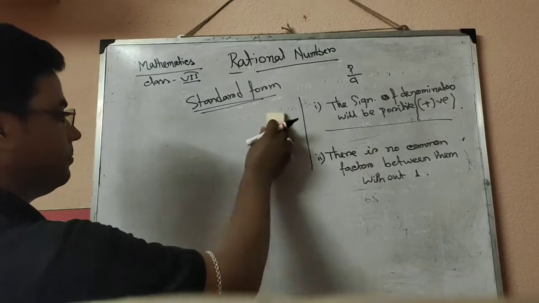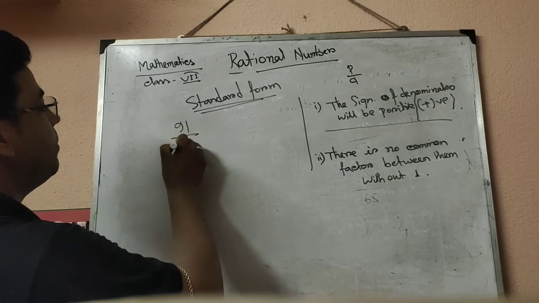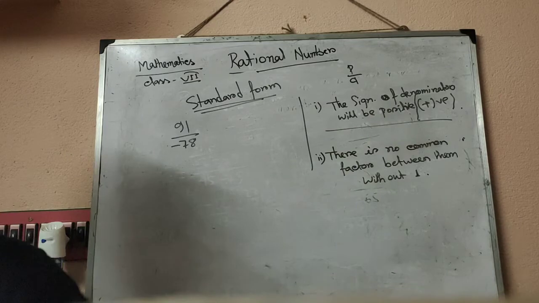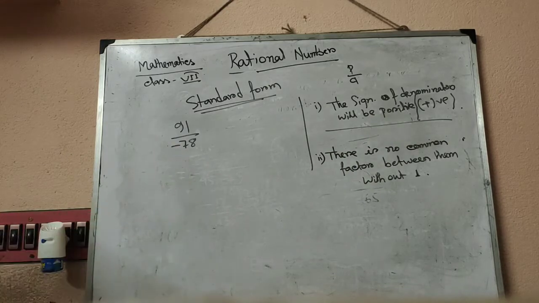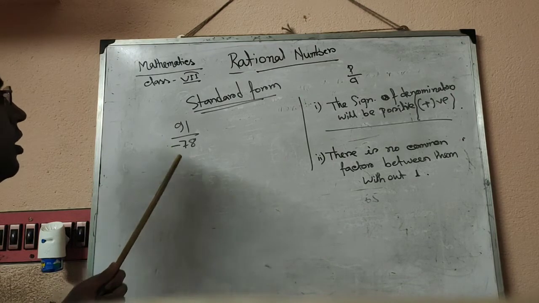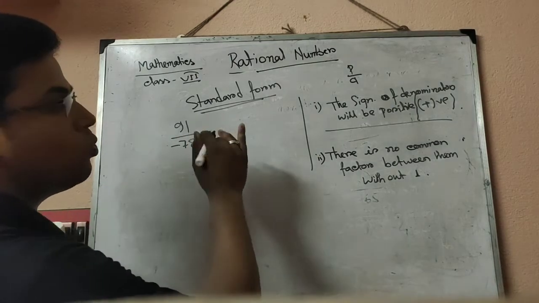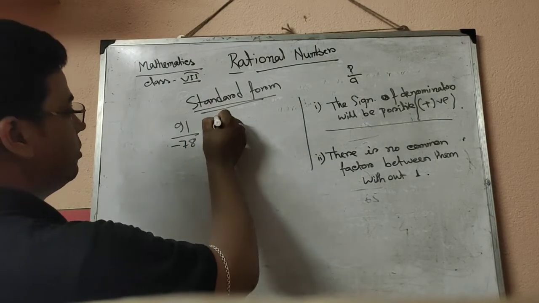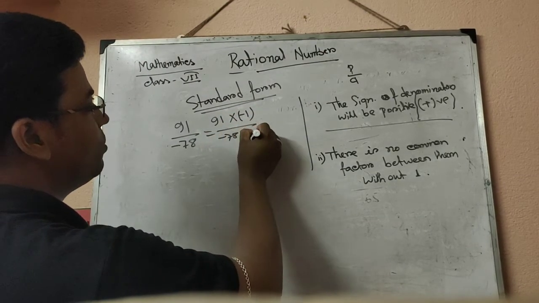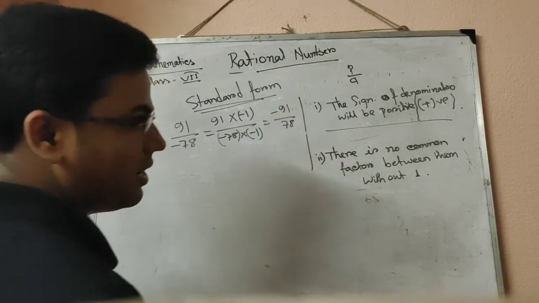Another example, 91 by minus 78. First point, the sign of the denominator will be positive, but here the sign of the denominator is negative. So we change the sign of the denominator from minus to plus. That means minus 1 will be multiplied to them. So minus 78 into minus 1, that means minus 91 by 78.